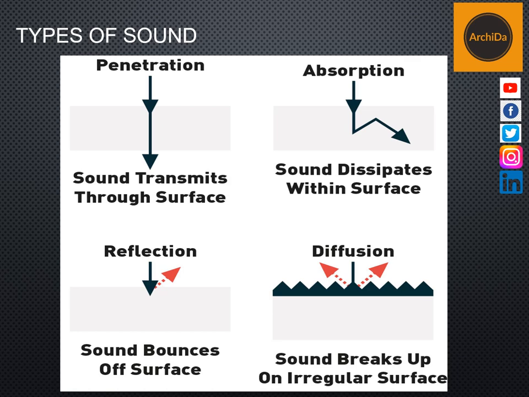The goal when trying to soundproof a wall is to add acoustic materials which will combat as best as we can the whole range of frequencies of sound that are coming through the wall. The picture shows the different types of how sound is treated. It can penetrate through your walls, it can be absorbed, it can reflect, and it can be diffused.